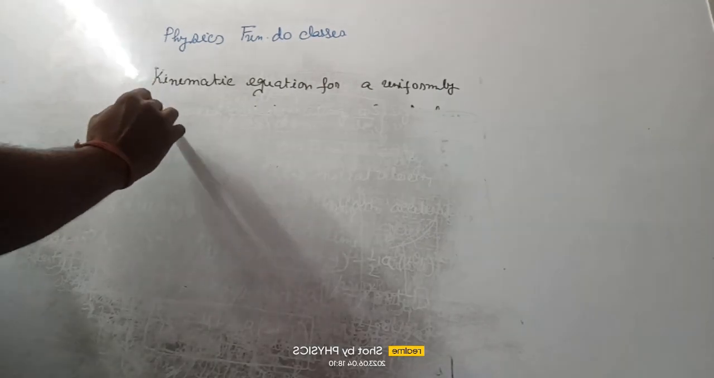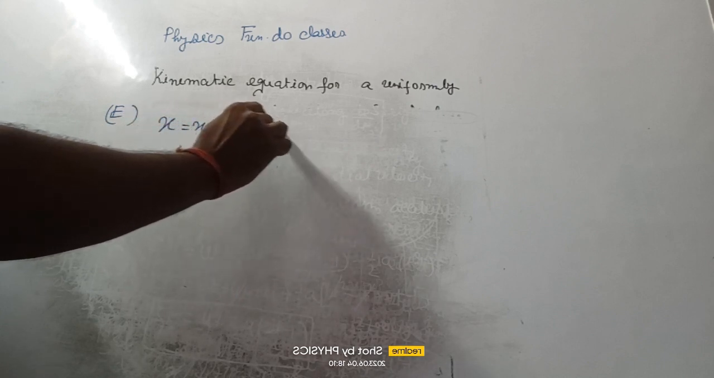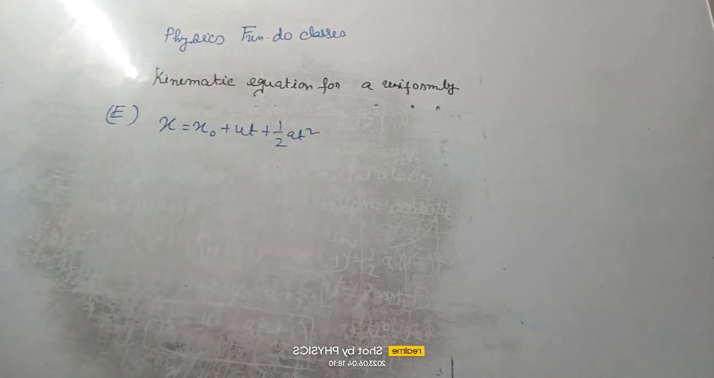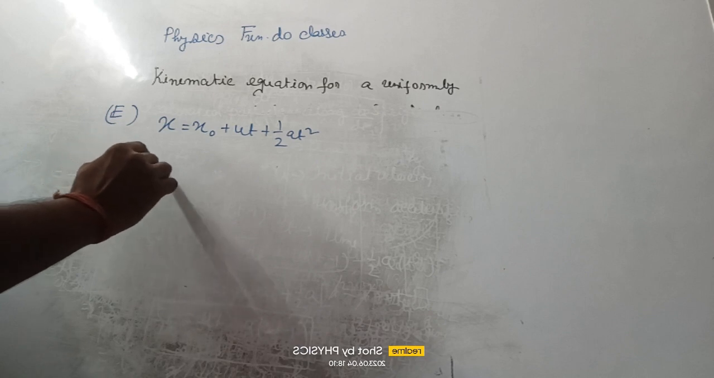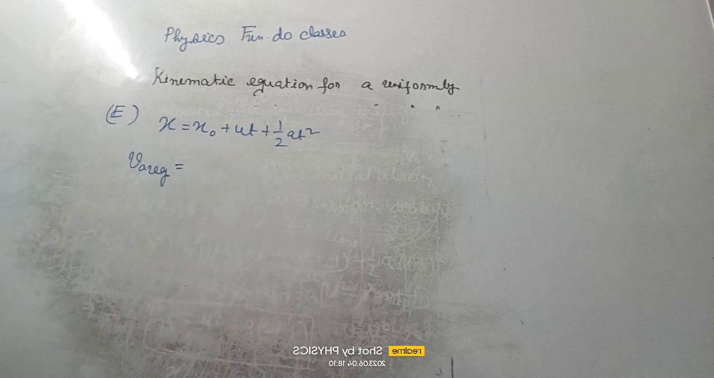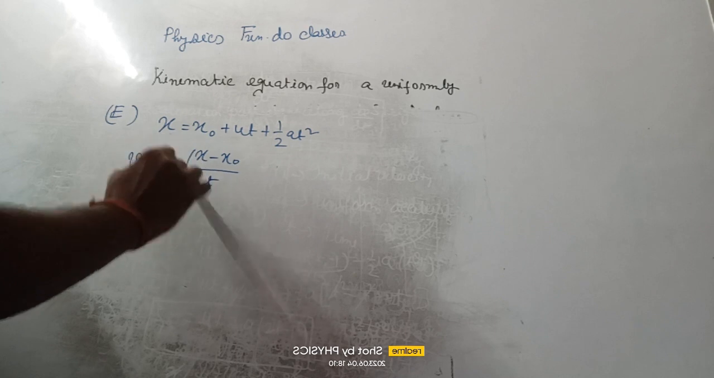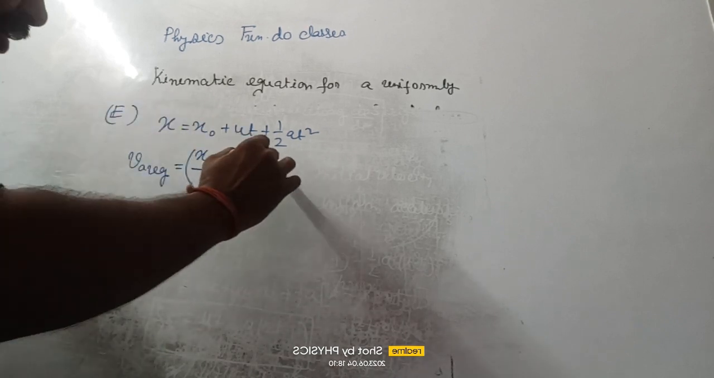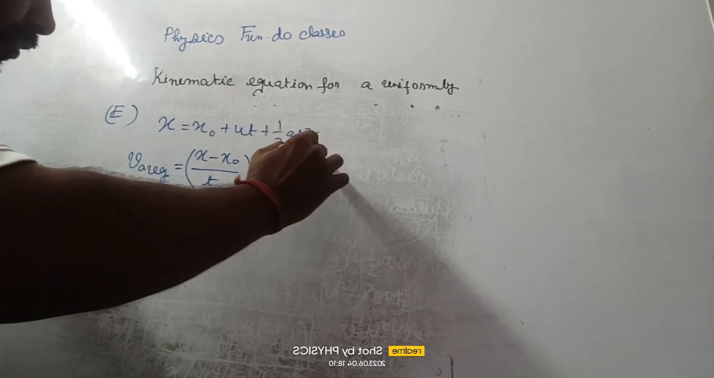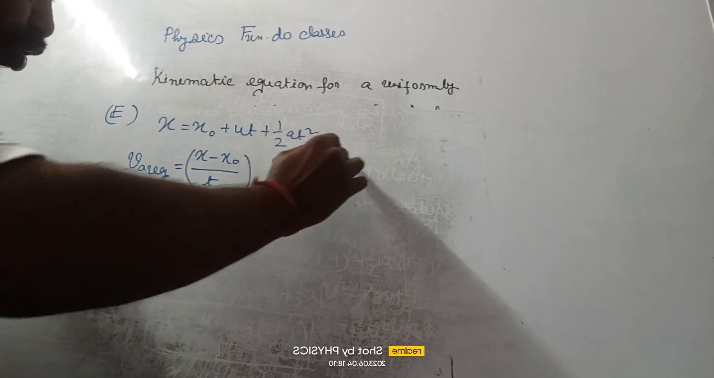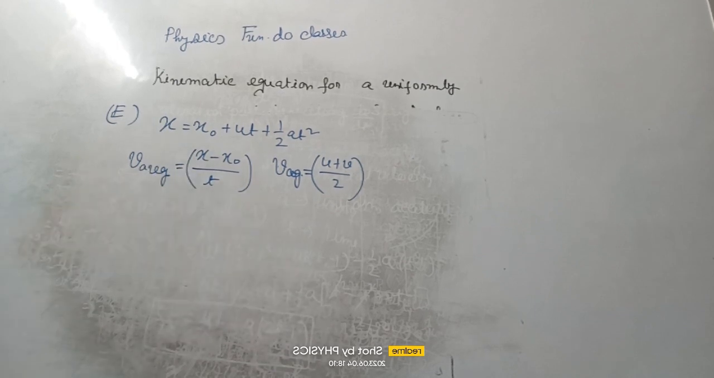Now we have to prove x is equal to x0 plus ut plus half of a t square. Now how to prove it? V average is equal to displacement, x minus x0, by time taken t. Now again we have v average is equal to u plus v by 2. x0 is the initial position and x is the final position.